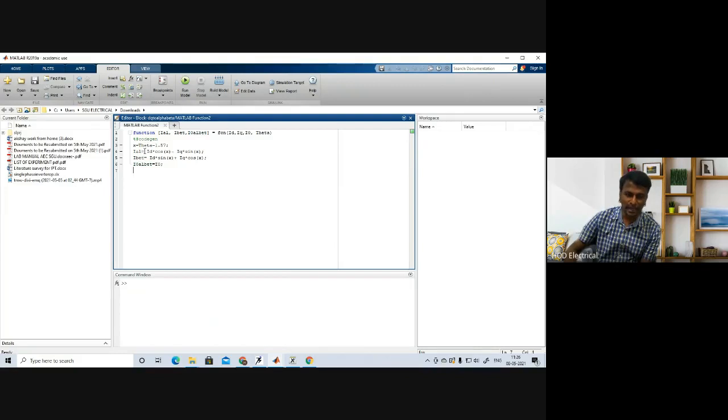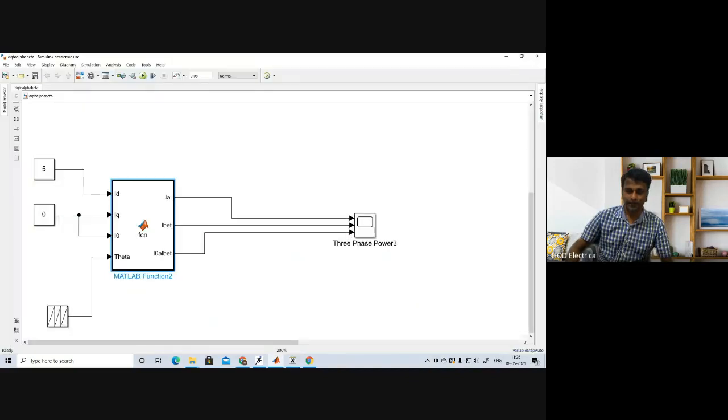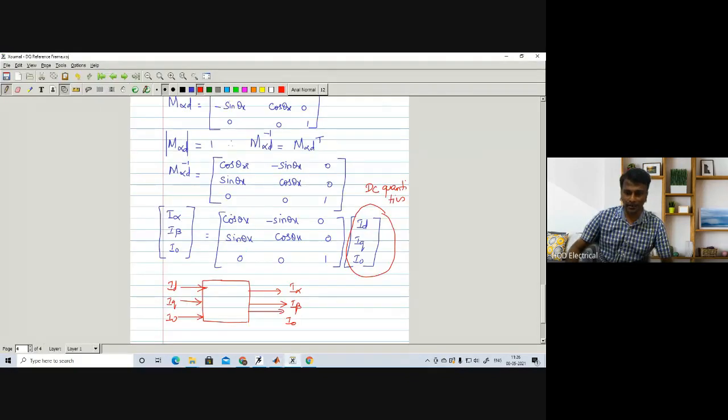So for I alpha I have written cos theta x. The only change is here, minus IQ, and for I beta it is positive sin x and IQ. See, this is the way we have already done. I alpha is ID into cos theta x minus IQ into sin theta x, I beta is ID into sin theta x plus IQ into cos theta x, then I naught is equal to I naught. So this way I have done this simulation here.